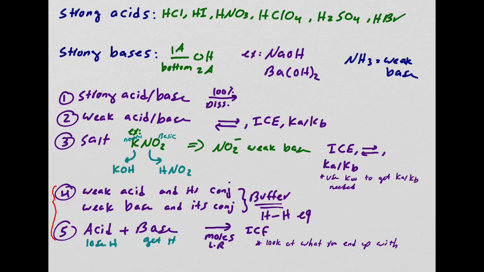Now, what if you have more than one thing in a solution? Then you might have a buffer if you have a weak acid and its conjugate, or a weak base and its conjugate. Or if the two things you have in there are an acid and a base, do an acid-base problem and then see what you end up with. All right. Nice job. Hopefully you guys are doing more practice problems and understanding this.